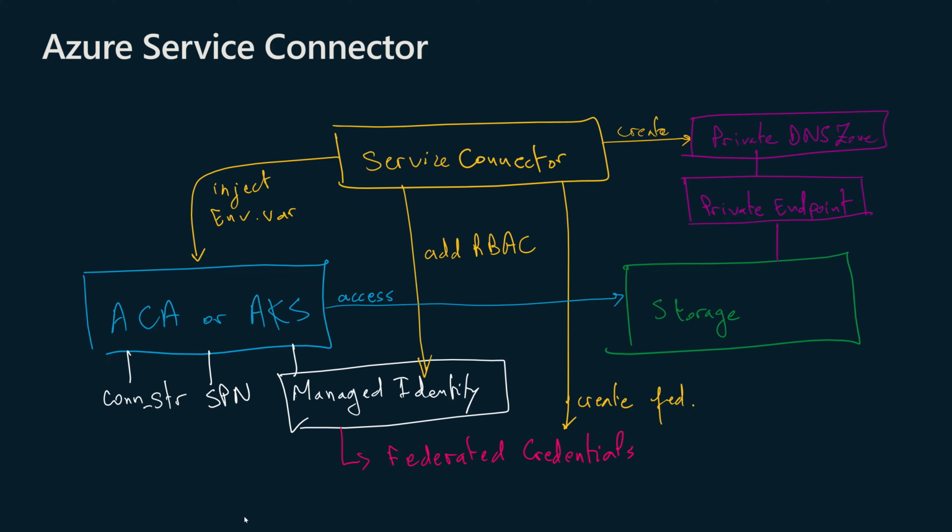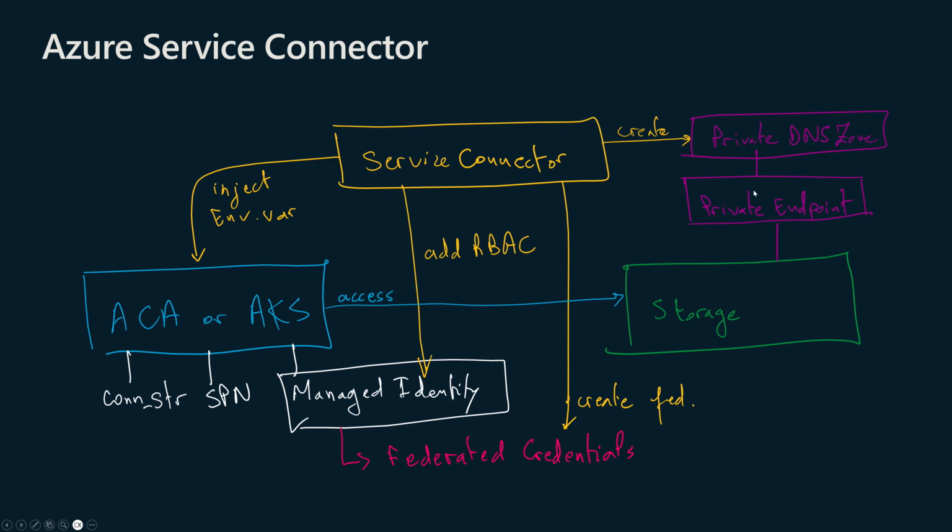For that, you need to make sure that your application has the right RBAC access in order to access that target resource, and you'll need to make sure that your application also has network access to that service. This could be done manually, and in most of the cases today this is done manually. But now with Azure Service Connector, most of these steps could be automated.